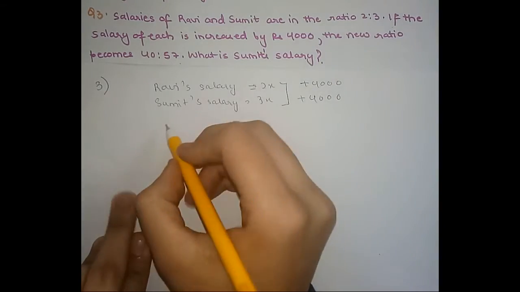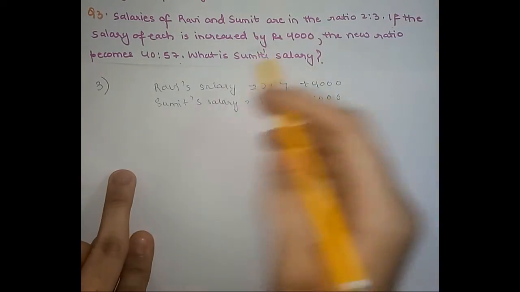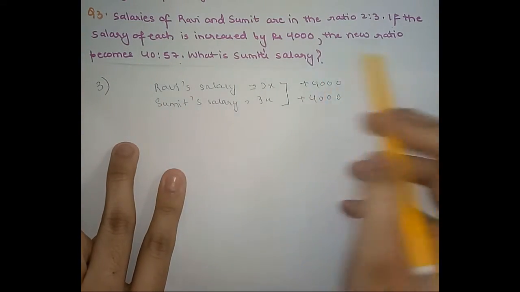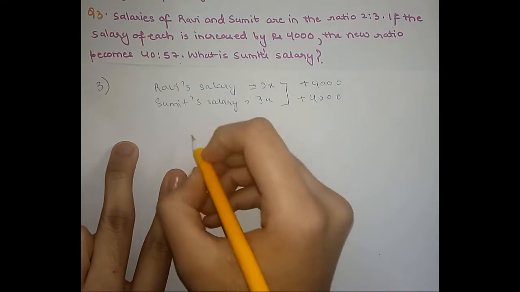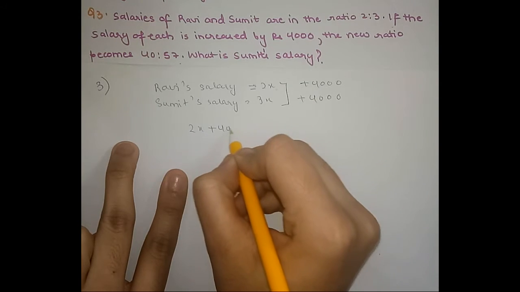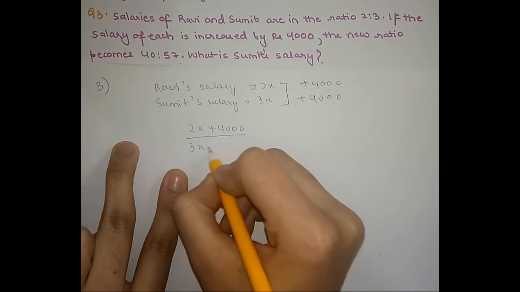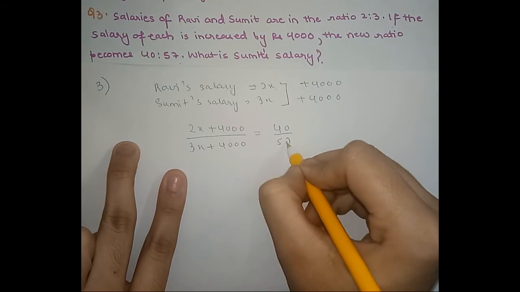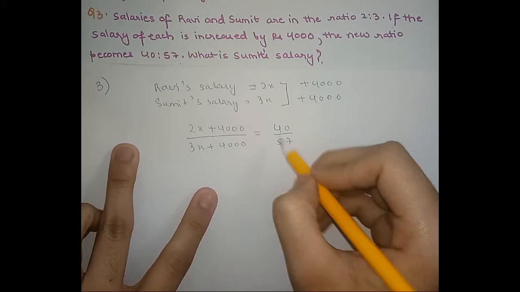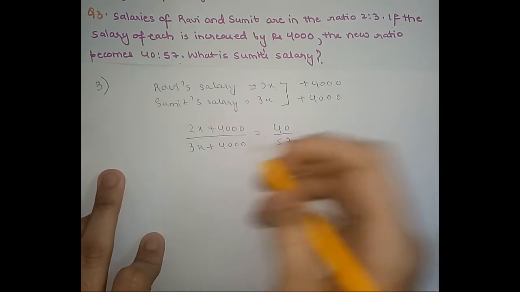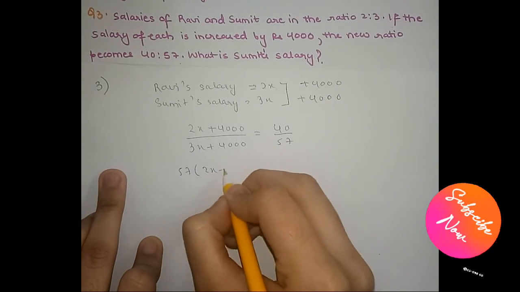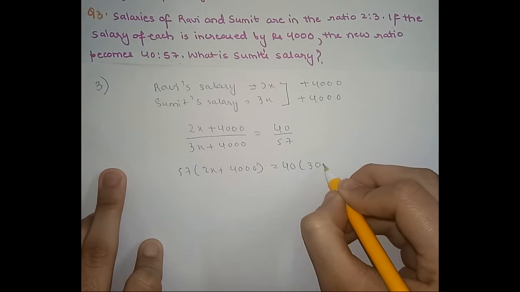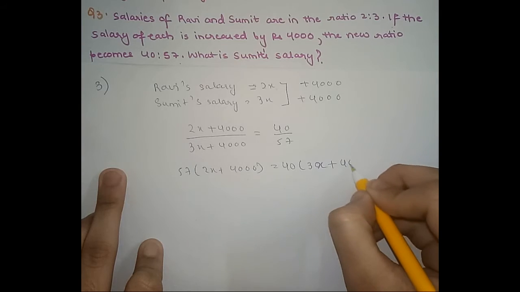So it is said the salaries of Ravi and Sumit are in the ratio 2:3. If the salary is increased by 4,000, the new ratio becomes 40:57. That is, 2x plus 4,000 upon 3x plus 4,000 is equal to 40/57, right? Now when you cross multiply this, you will get 57 into 2x plus 4,000 is equal to 40 into 3x plus 4,000.